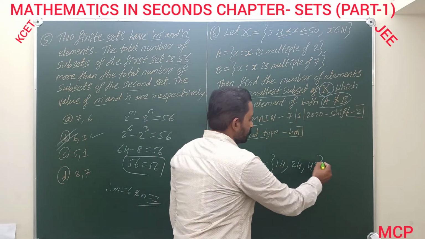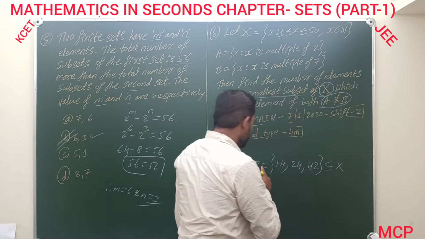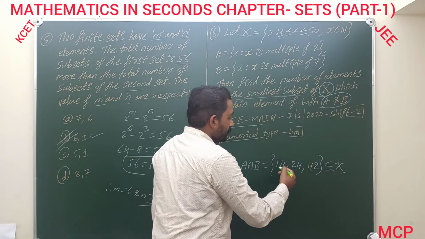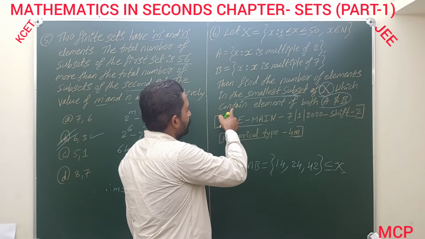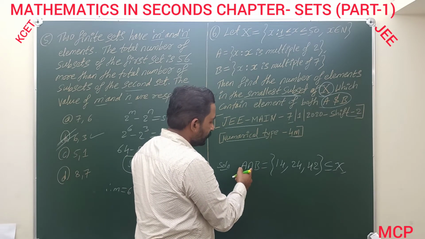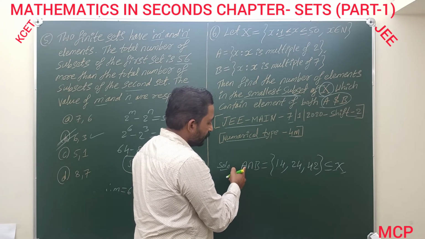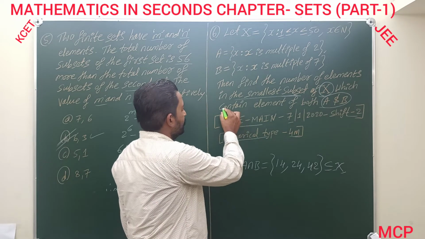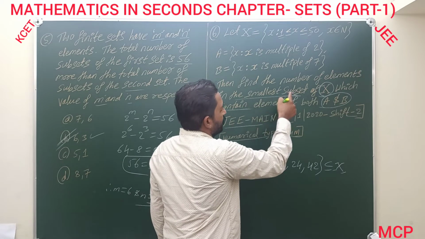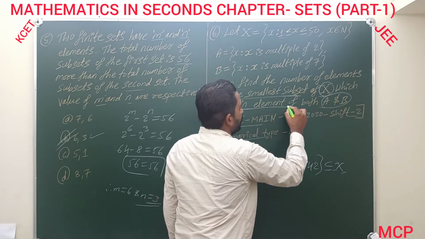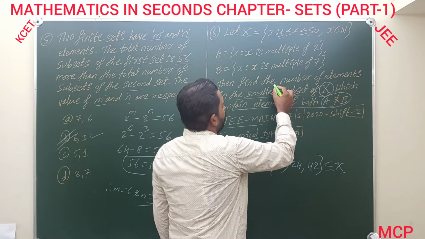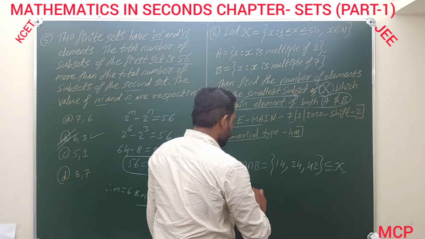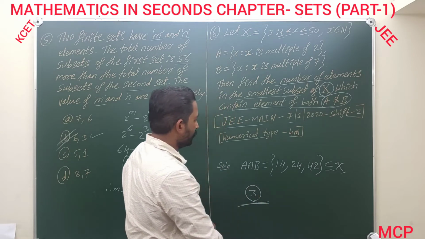This is also a subset of X. So we have to find the number of elements present in the subset A intersection B. The smallest subset of X which contains elements of both A and B has how many elements? 1, 2, 3. So the answer of this question is 3. 3 is the numerical value in this case.